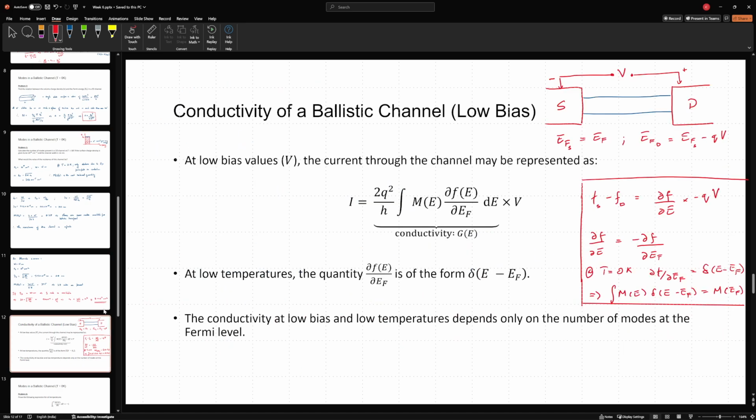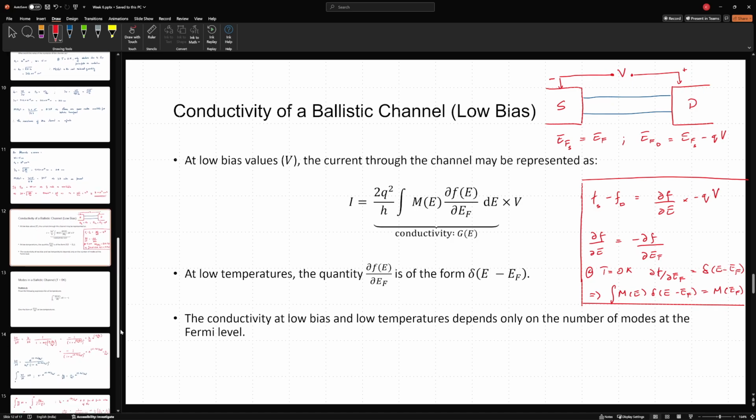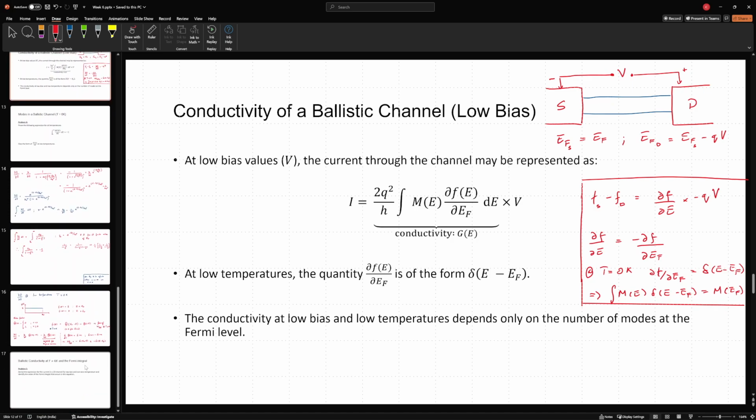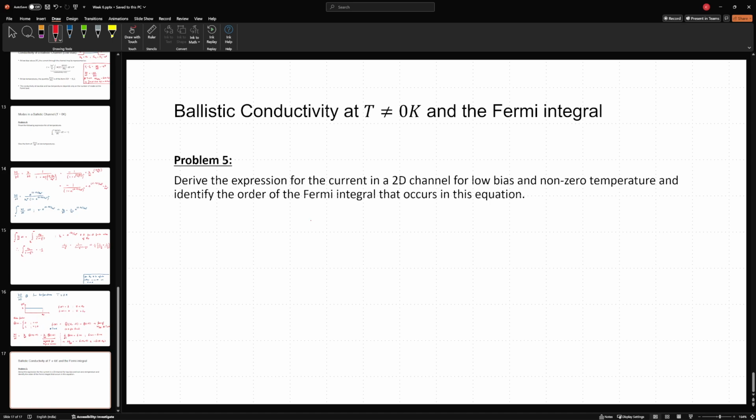So that brings us to the end of the last problem that we are considering today. And this is going to be our introduction to the Fermi integral as well. So through this single problem, we are going to look at how to evaluate the conductivity at higher temperatures and what quantities are involved in that computation.